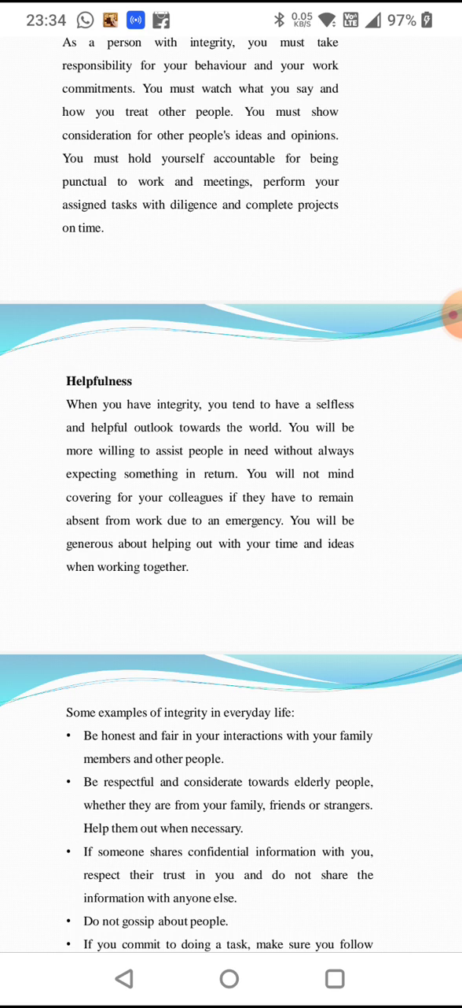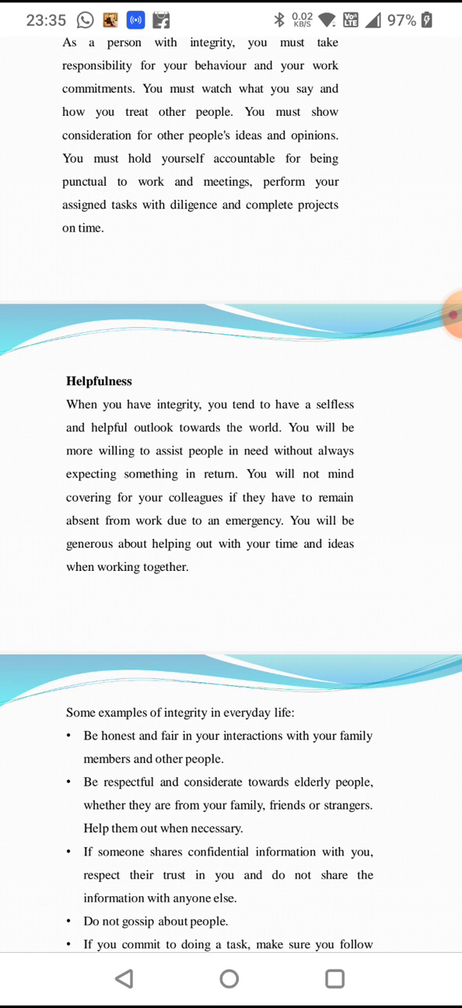If someone shares confidential information with you, respect their trust in you and do not share the information with anyone else. Do not gossip about people. If you commit to doing a task, make sure you follow through and complete it.